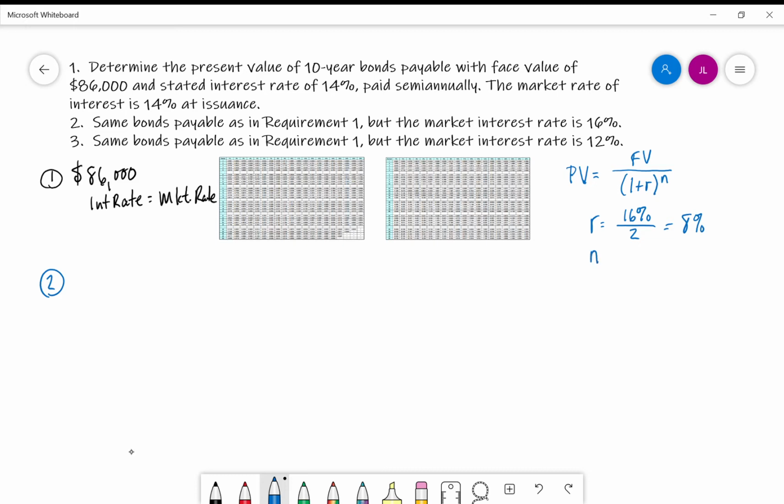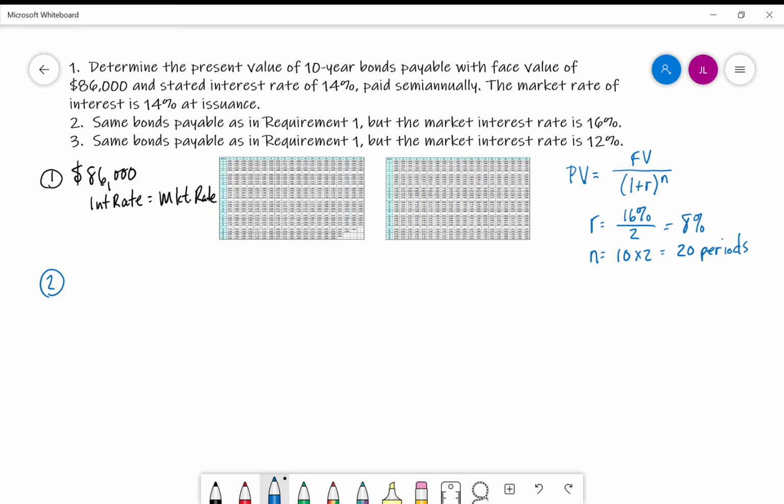Now the number of periods, well, we're looking at a 10-year bond, and paying semi-annually is twice per year. So 10 years, 2 times per year, means we have 20 periods. So, looking at this, if we're going to use this present value of 1, that's what we'll use.